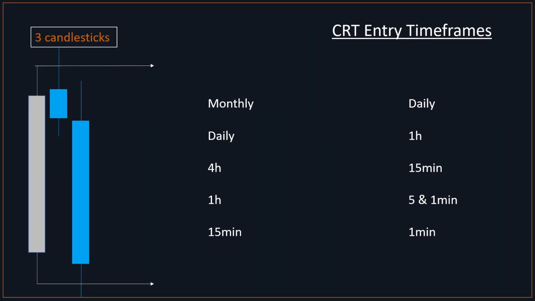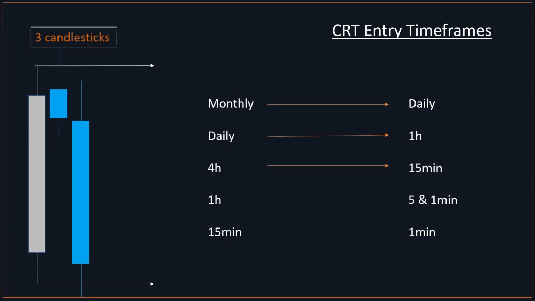When working with CRT, it's important to choose the right entry time frame based on the chart where you've identified the CRT range. Here's a quick guide. If you identify a CRT range on the monthly time frame, look for entries on the daily time frame. For a CRT on the daily chart, you'll want to execute your trade on the 1-hour time frame. When your CRT is set on the 4-hour time frame, then entries should be made on the 15-minute time frame.